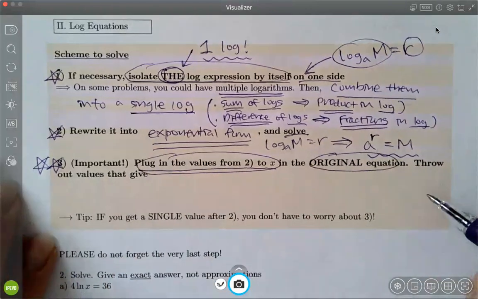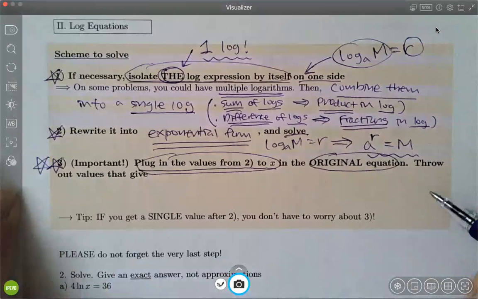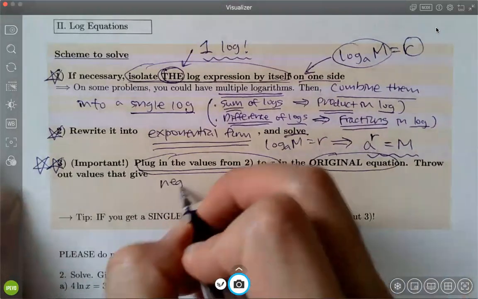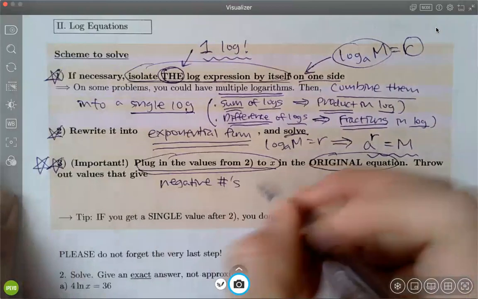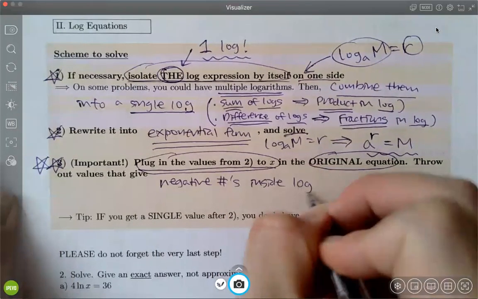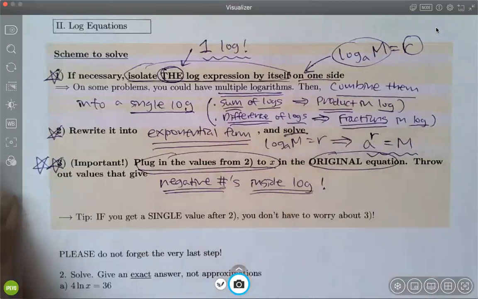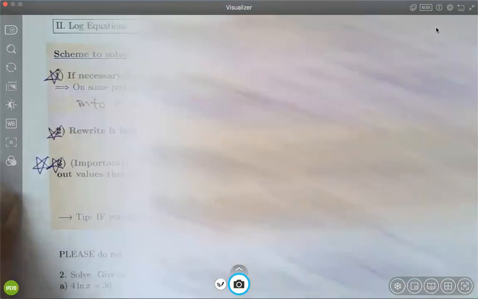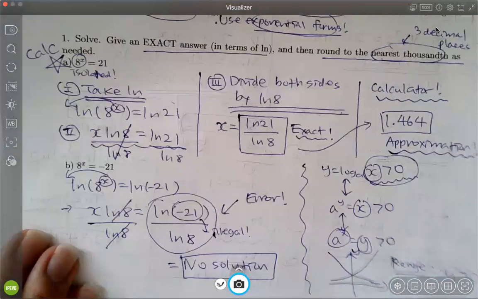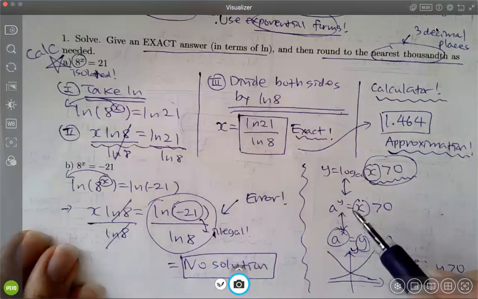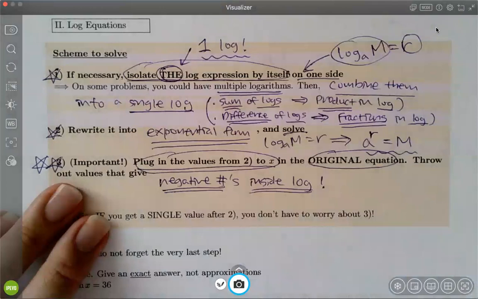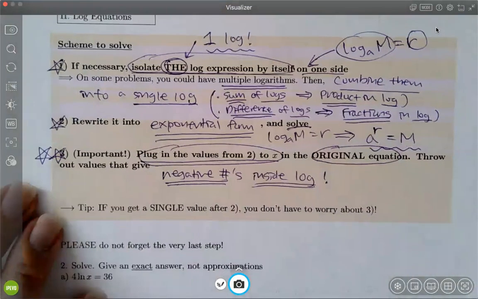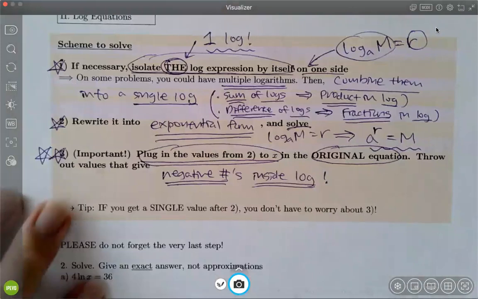Okay, and then throw out values that give negative numbers inside the log. And what's the reason? Because we just saw in number 1 part B here, you cannot have negative number within the log because that's illegal. Okay, so that's why you must go through this screening process. Okay, so please don't forget this extra step.